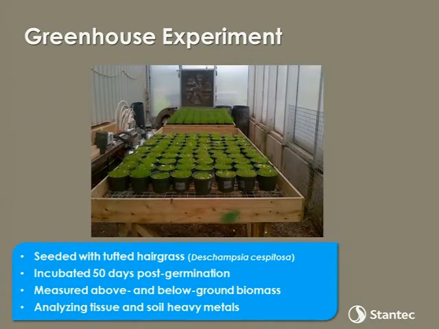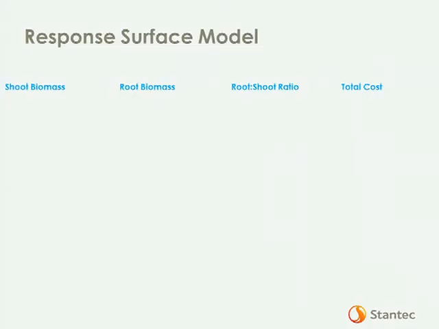So then we set out our experiment. We grew some plants in the greenhouse with all our various rates of amendments, seeded with tufted hair grass, a metal-tolerant species that can also tolerate high-moisture soils, like we have in the tailings. Incubated for 50 days, measured above and below ground biomass. We're currently analyzing tissue and soil heavy metals, but I don't have that data to present to you today. And generated the response surface model.